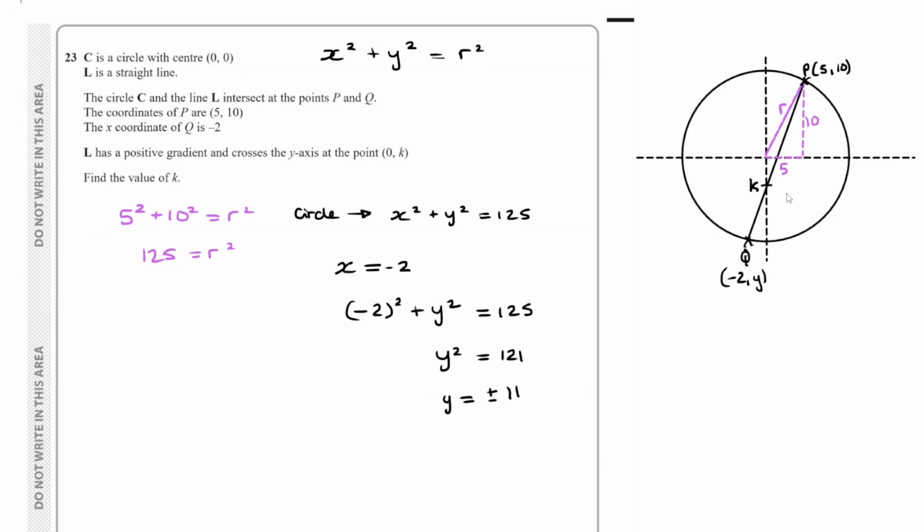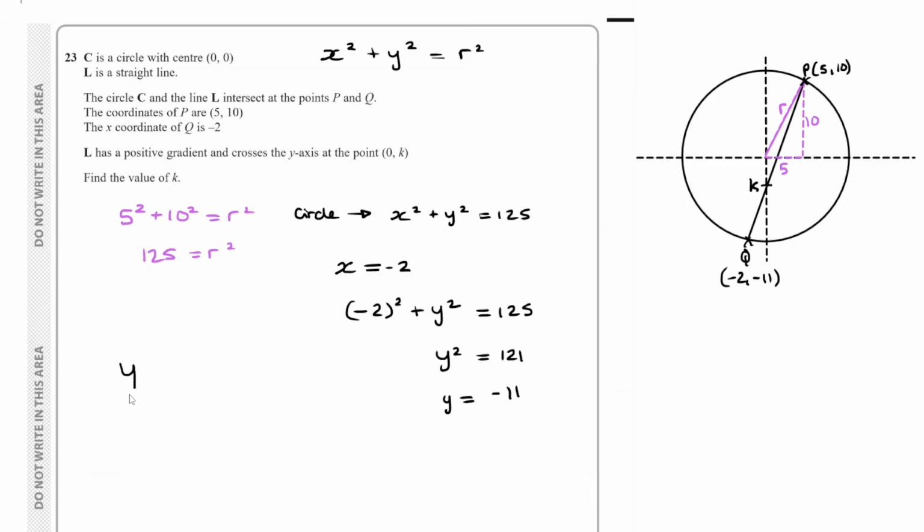And we know, just because I've drawn it, that that should be a negative. Y is -11, isn't it? So now I know this coordinate: (-2, -11) for Q. And once you've got two sets of coordinates on a straight line, you can just work out the equation of the straight line, can't you?